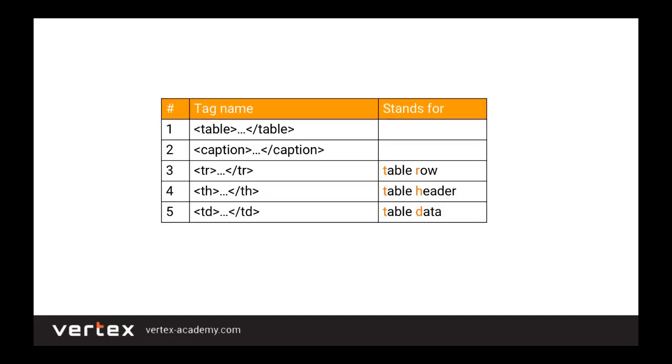So to create a table, we need to use several HTML tags which you see on the screen. They are table, caption, tr, which stands for table row, th tag, meaning table header, and td, which stands for table data. In the theory part, we will take a look at the table tag, tr, td, and th. And then, in the practice part, we will see the caption tag at work. Okay, so let's start.